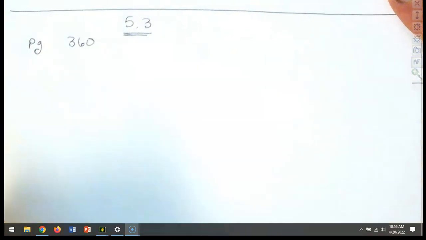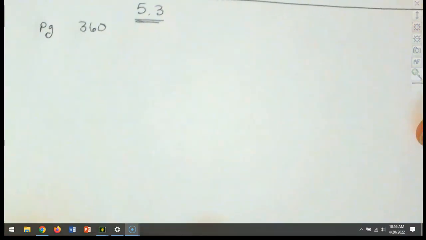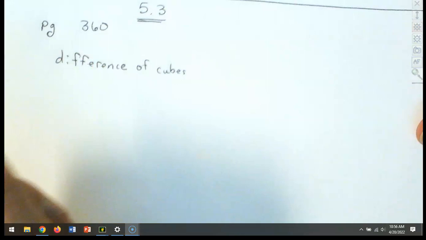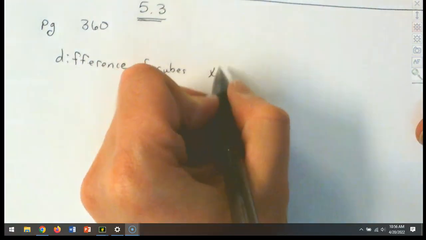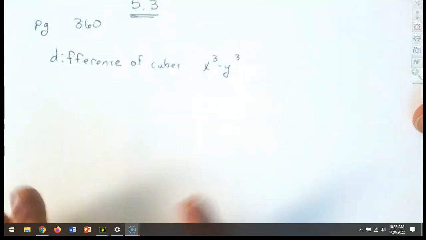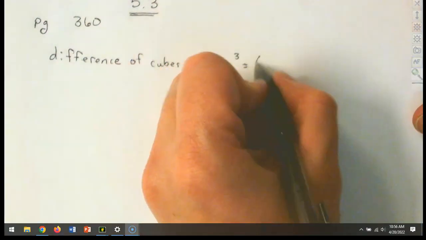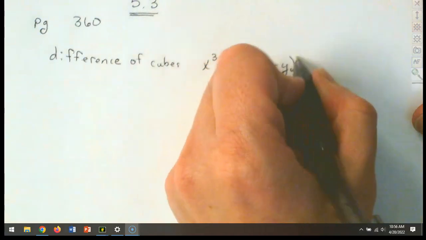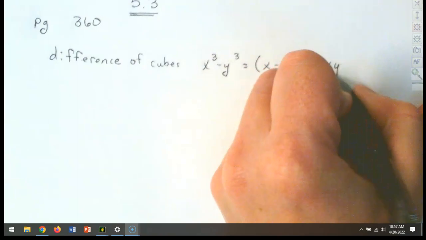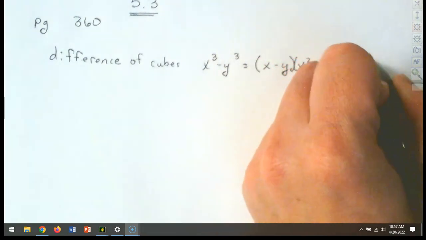And we're going to look at cubes. For the cubes, we have a difference of cubes. The difference of cubes is x cubed minus y cubed, and that is then x minus y times x squared plus xy plus y squared.